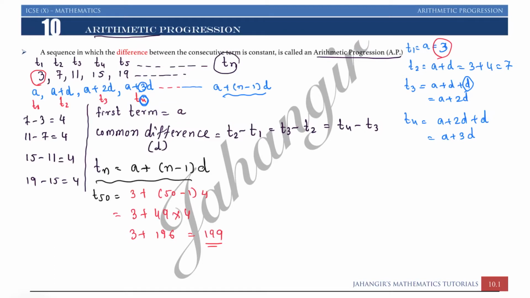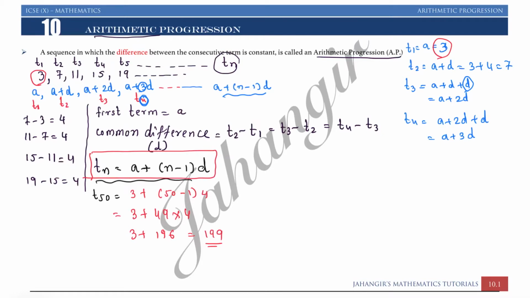In the first exercise we are going to learn about the nth term. Okay, hope you understood this. So the first formula as of now we are going to write is Tn is equal to a plus n minus 1 d.